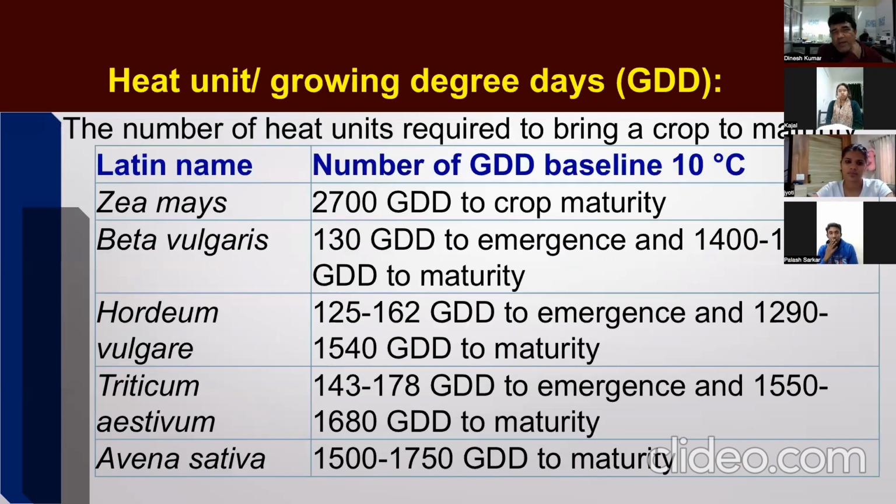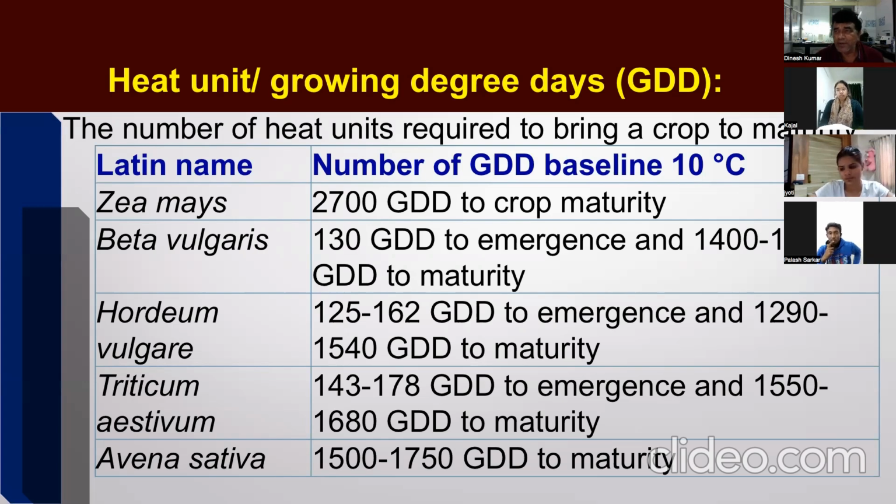Now, another concept related to temperature is growing degree days, because growing degree days will determine the duration of the crop. It tells us the length of the growing period. Every plant must accumulate a certain number of heat units to flower and to mature. So that is called the growing degree days concept or heat unit concept. So we need to understand what a heat unit is.